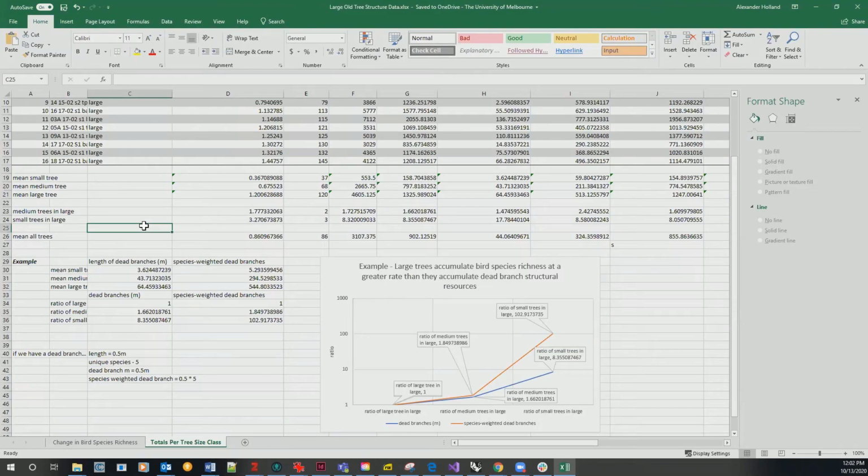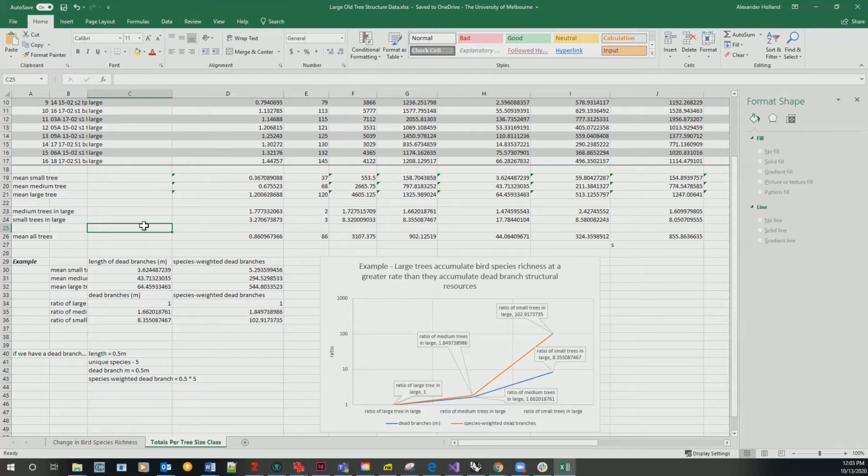To explain this, I'll first explain the pattern behind the claim that I'm making, and then I'll explain how I generated the values for that pattern. So what I'm doing is basically measuring the difference between the ratio of raw structural resources in a large tree and how many small and medium trees comprise that, and the ratio of species weighted structural resources in a large tree and how many small and medium trees comprise that.